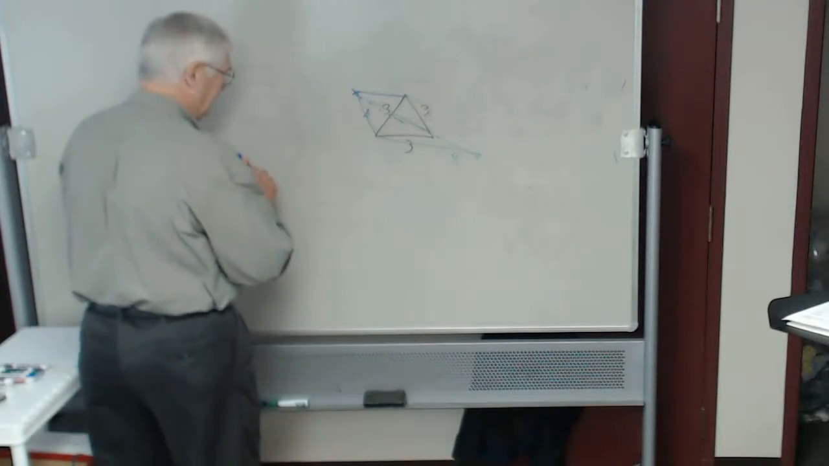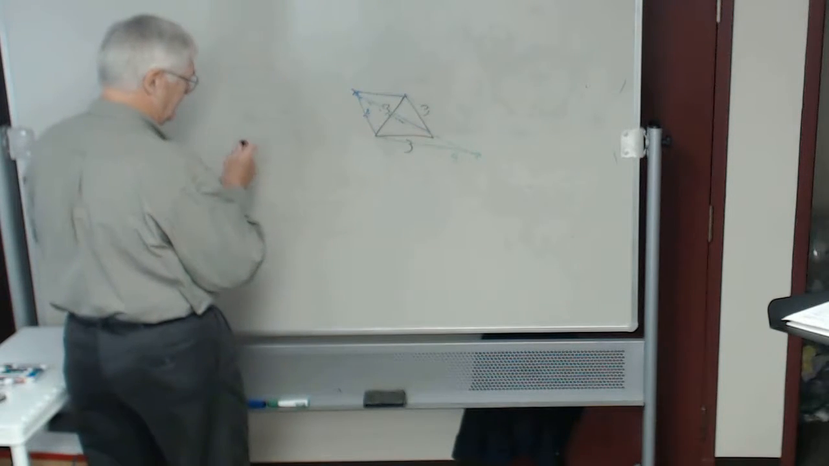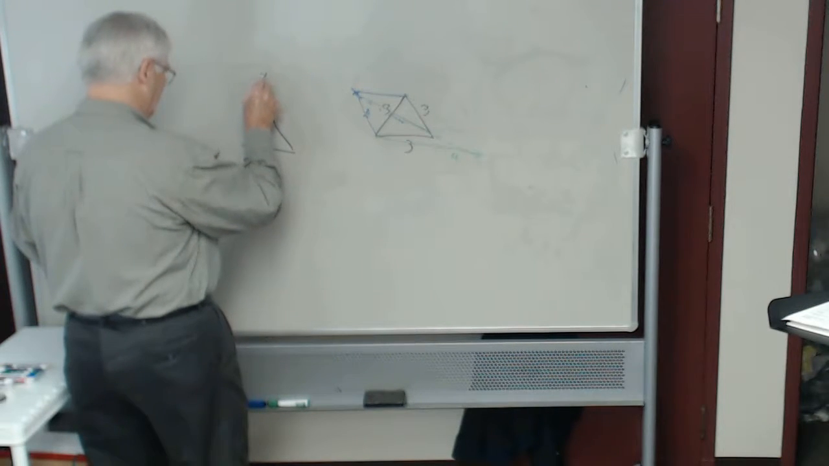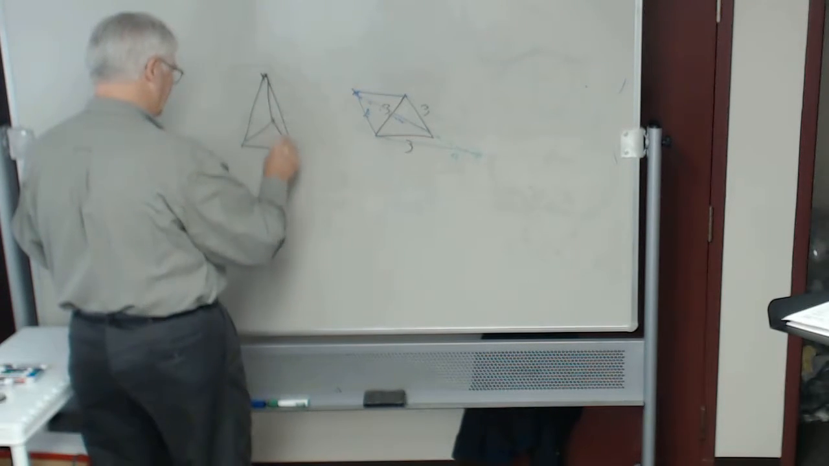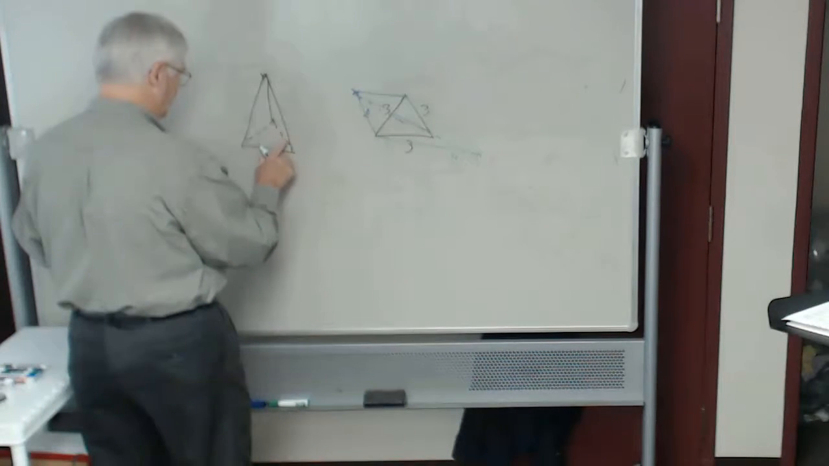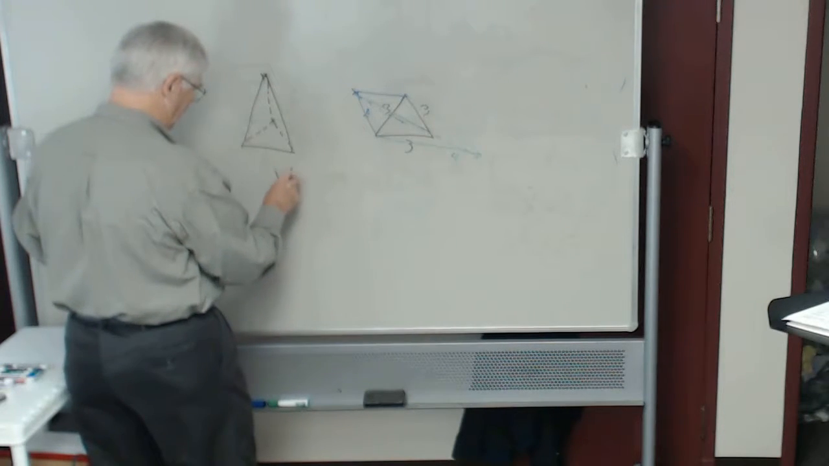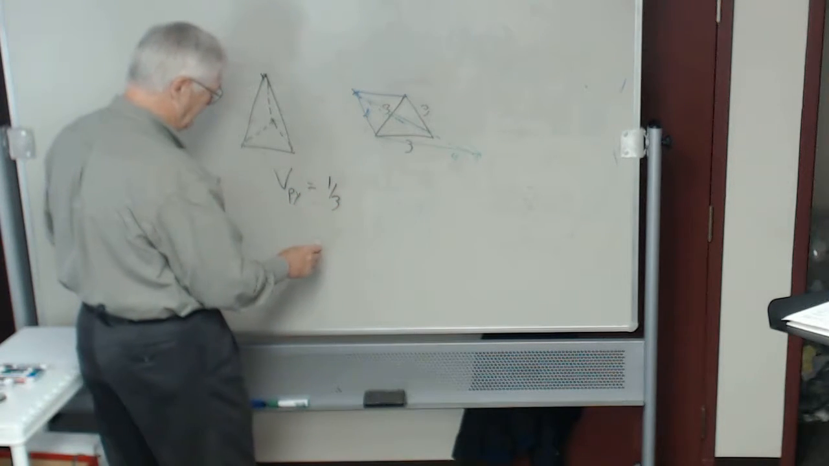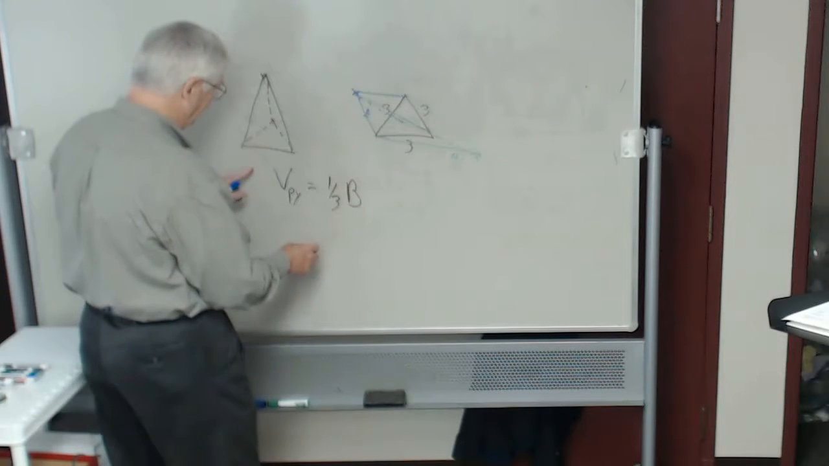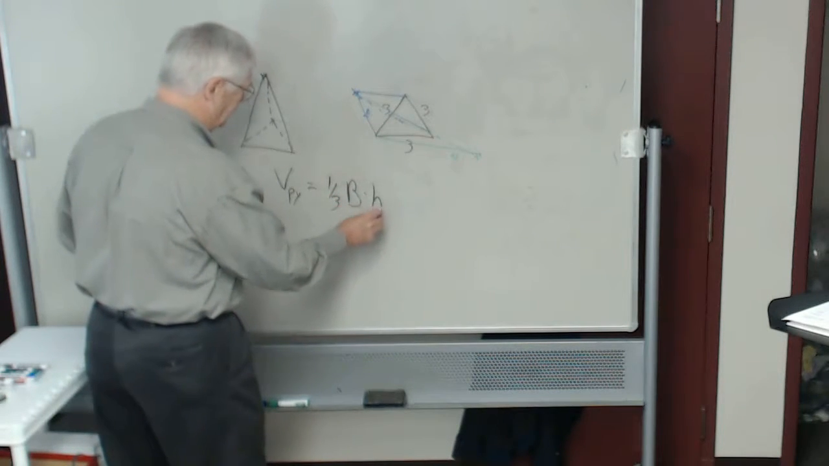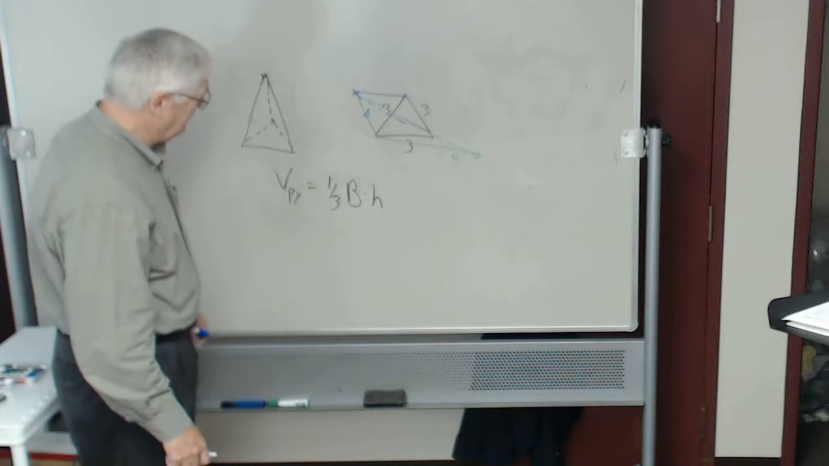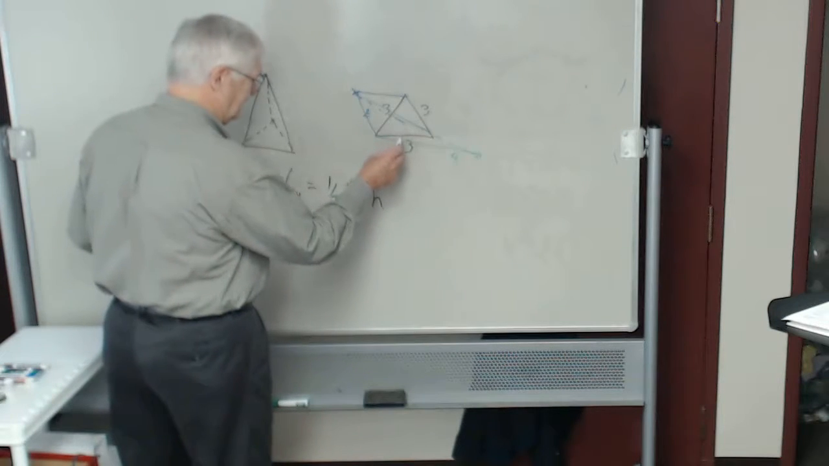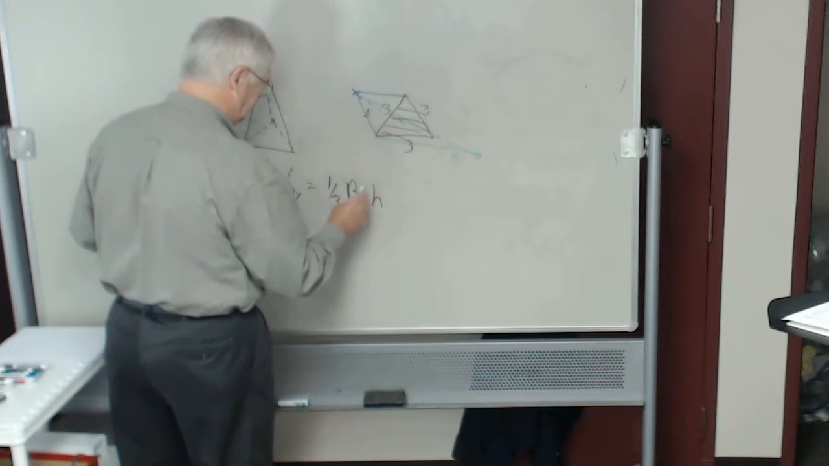Okay, what we have here is a triangular base. And up here, a pyramid. What's the formula for the volume of a pyramid? The volume of a pyramid is what? 1/3 times the area of the base, the capital B, times the height. Everybody see that? So what's the area of this little triangle here, this base?